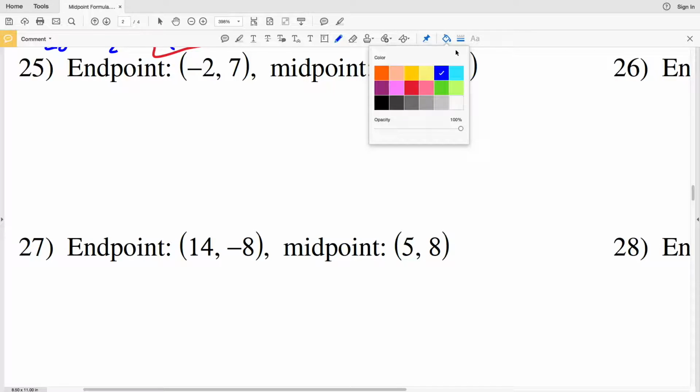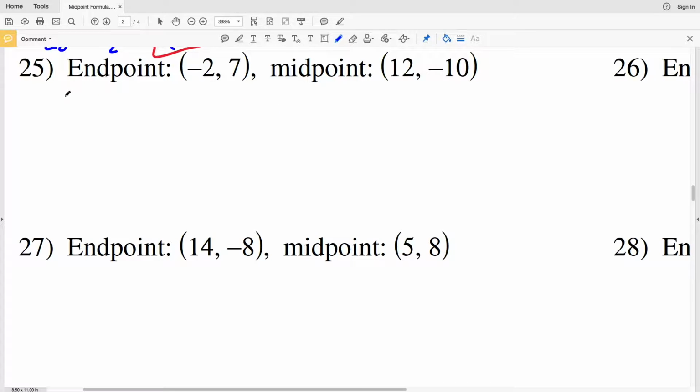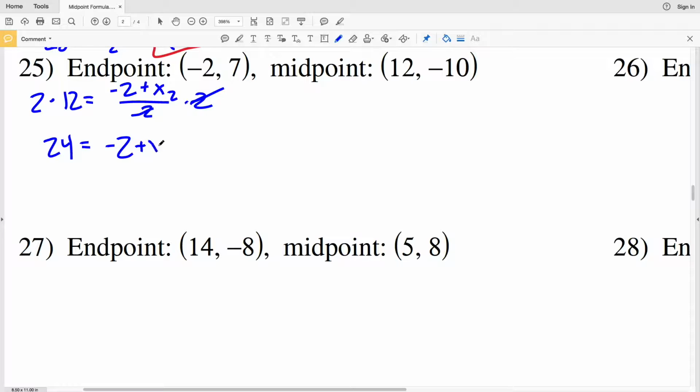And number 25, my x sub m is 12. So 12 equals x sub 1, which is negative 2, plus x sub 2 over 2. Multiplying both sides by 2 to cancel out that 2 from my denominator, I'll get that 24 is equal to negative 2 plus x sub 2. So adding 2 to both sides, I'll get that 26 equals x sub 2.